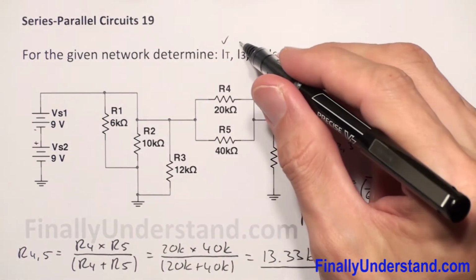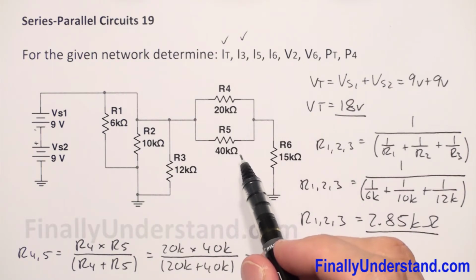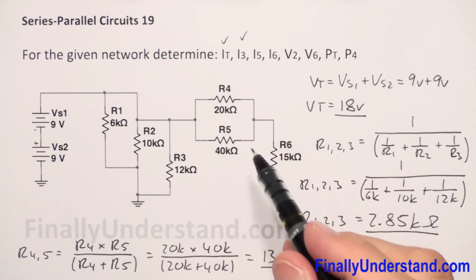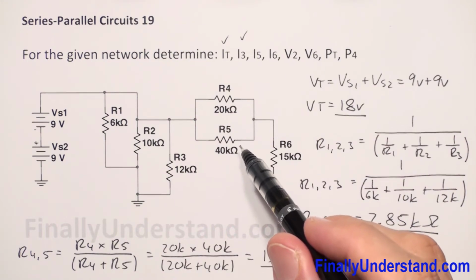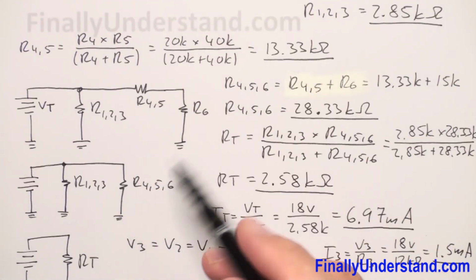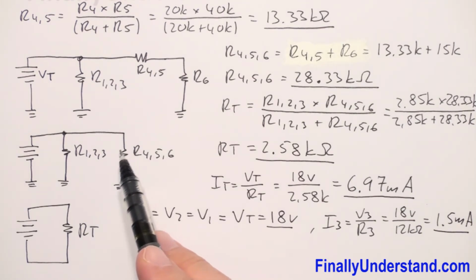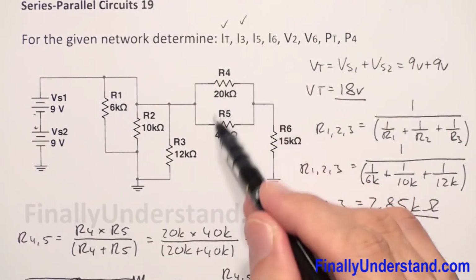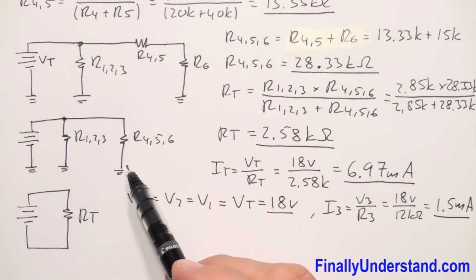Okay, so we found I3. Next, we're supposed to find the current which goes through resistor 5. In order to do so, I'm going to find first the current which goes through this resistor. Why? Because this resistor represents these three resistors together, so it's going to be much easier for me to find the current through this resistor first.